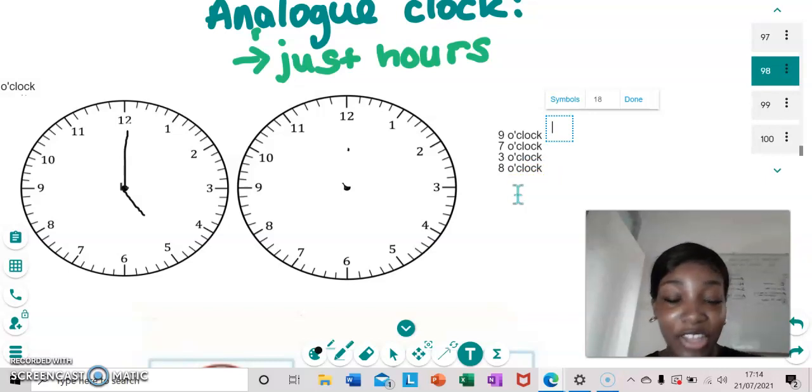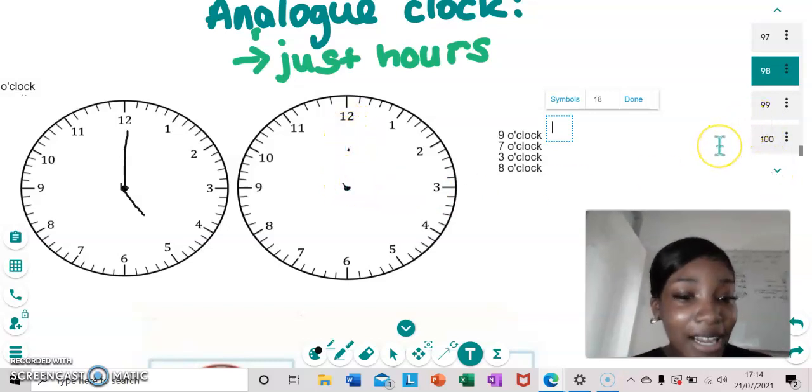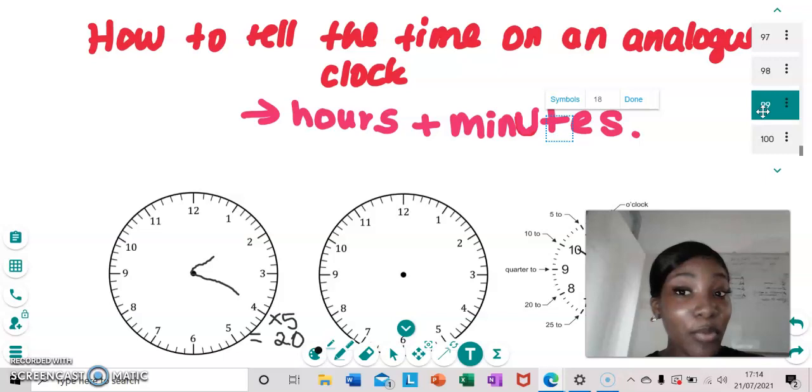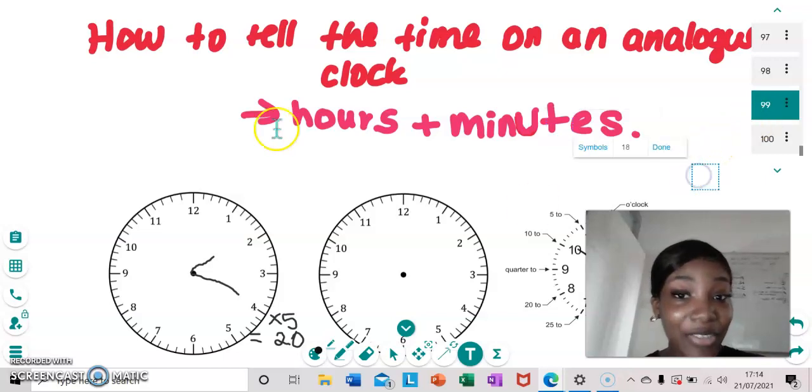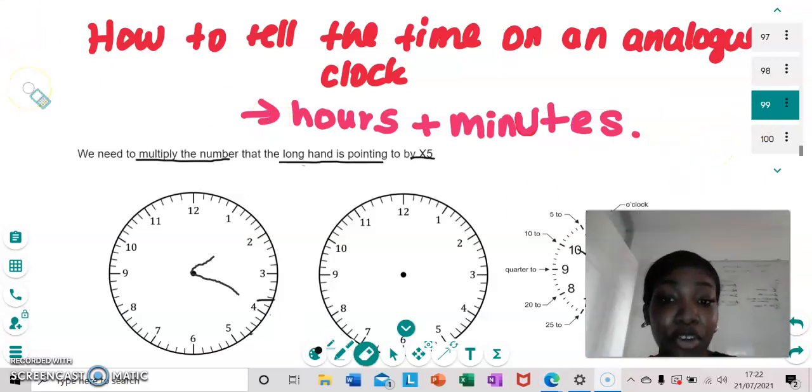Great. So I can see that you really do understand how to tell the time, or how to know what o'clock it would be based on what the short hand is pointing to and what the long hand is pointing to, okay? Excellent. So now let's take it up a notch and challenge ourselves further. Instead of just looking at the hours, we'll be looking at the hours and the minutes. Now that we've got another aspect, which is the minutes, it gets a little bit tricky, but I believe in you and I know you can do it.